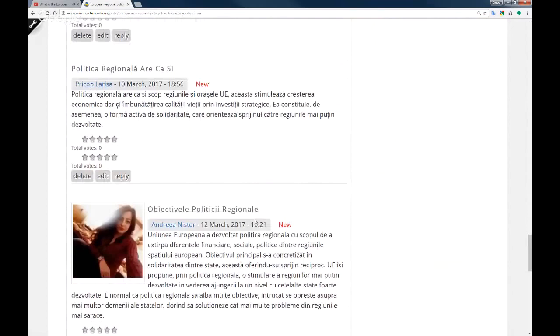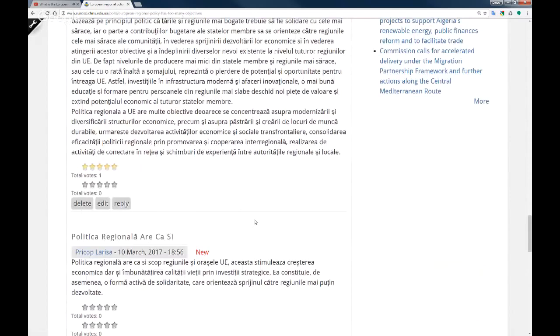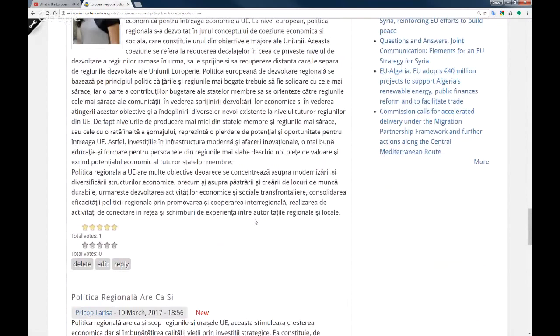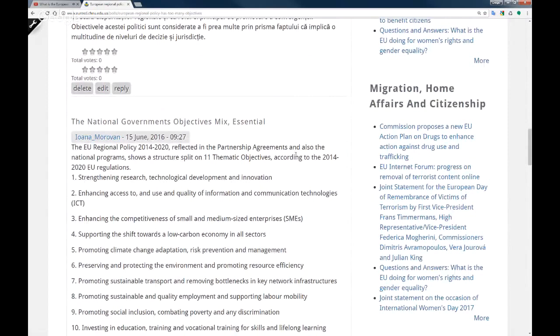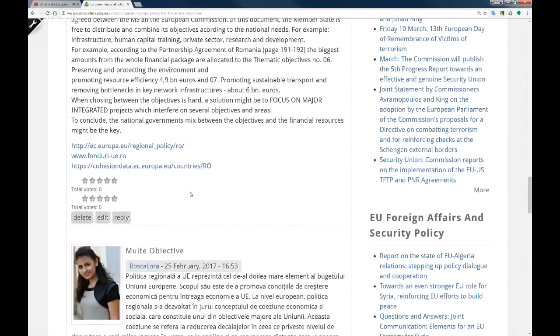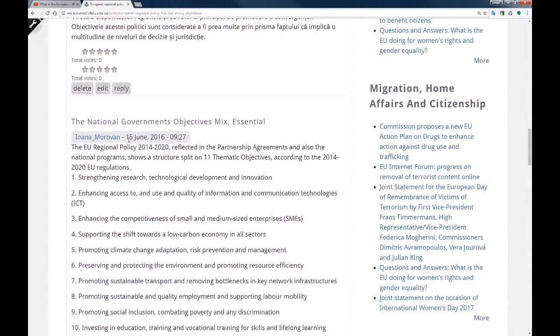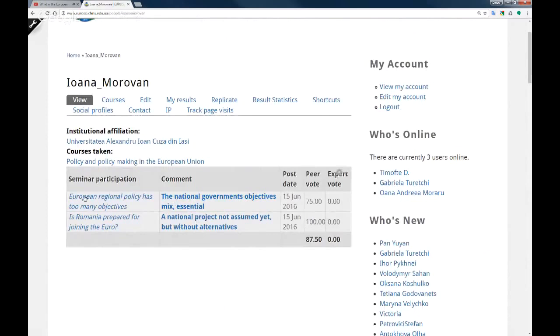You see what they have written? You can also read their opinions, you can also write your opinion, and you can also give them some feedback. For instance, if someone says about European regional policy, the partnership agreements, programs and the structure, 11 thematic objectives and so on, if you like this, you can vote on it by clicking on the number of stars. For instance, if you like it very much, you can give it 4 stars or 5 stars. If you like it less, you can give 3 stars, 2 stars, 1 star. But you can give these people some feedback. Then when you go to these people's profile, it will appear here what people have voted on these people's contributions. It appears on your profile.